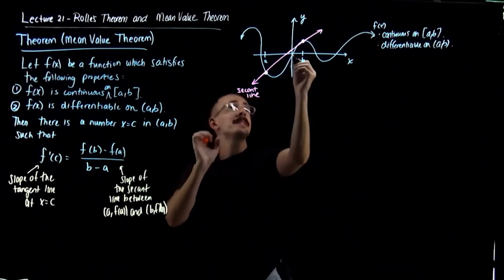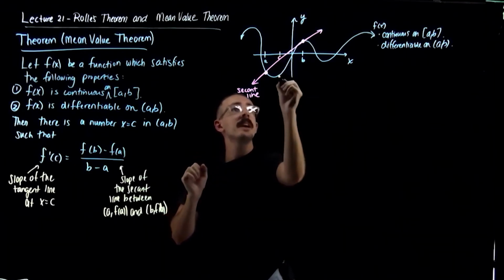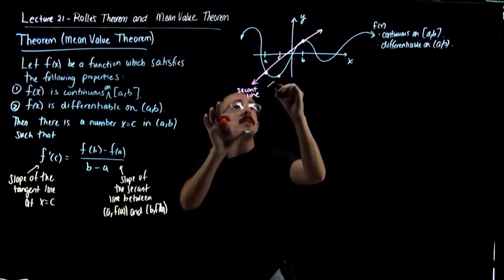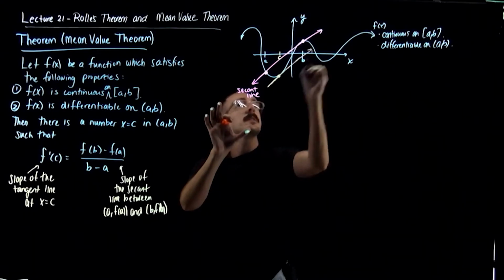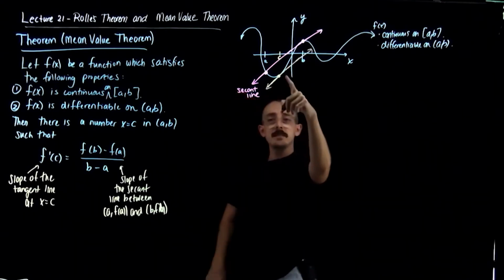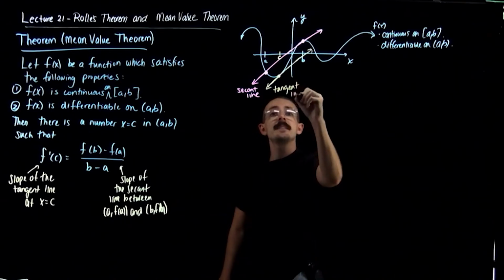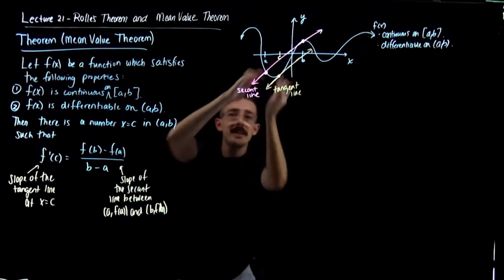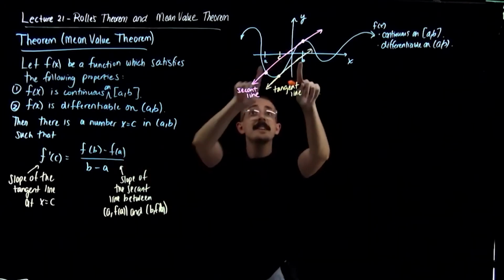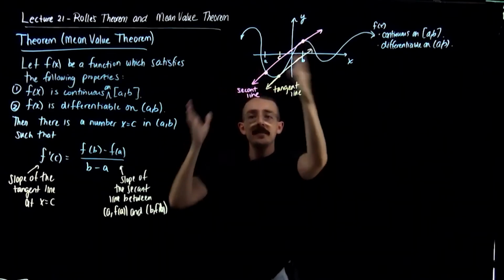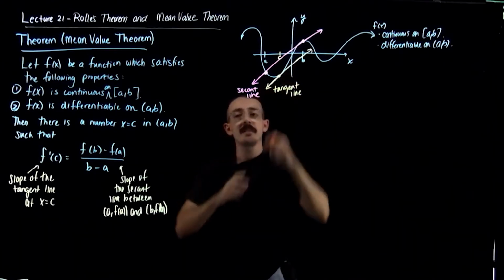Where would that be? Maybe somewhere right about here. We're going to call this c. At this special point c, if you draw the tangent line to the curve right here, you can see that at the spot I picked, the tangent line and the secant line have approximately the same slope. They're parallel to each other. That's what this theorem is saying: if you give me any two points on a function like this, and draw the line through them, I can find another point somewhere between them where the tangent line, which only touches the graph in one spot, has the same slope.